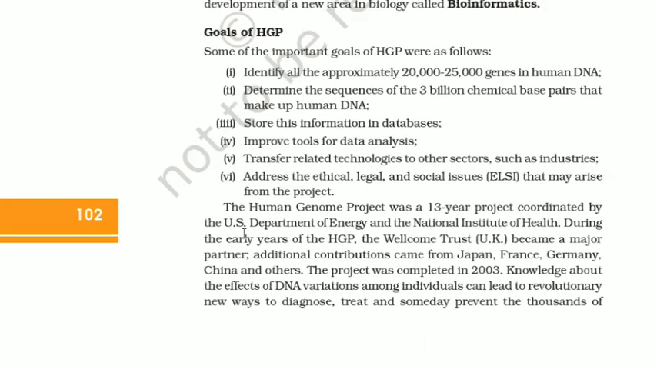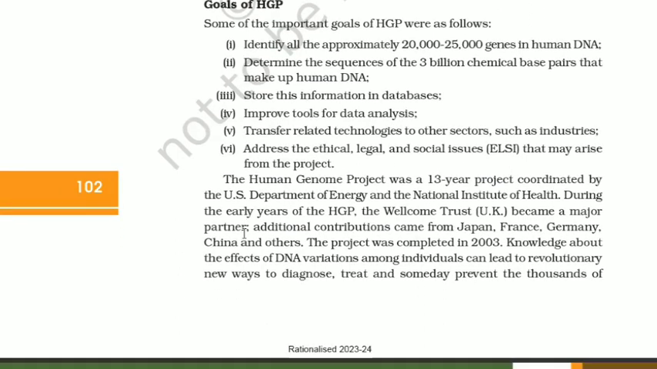Goals of HGP. Some of the important goals of HGP were as follows. Number one, identify all the approximately 20,000 to 25,000 genes in human DNA. Number two, determine the sequences of the 3 billion chemical base pairs that make up human DNA.